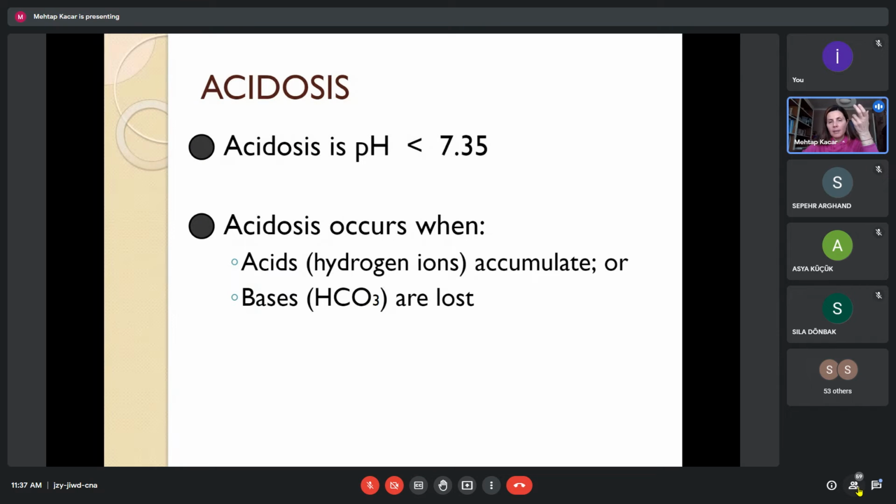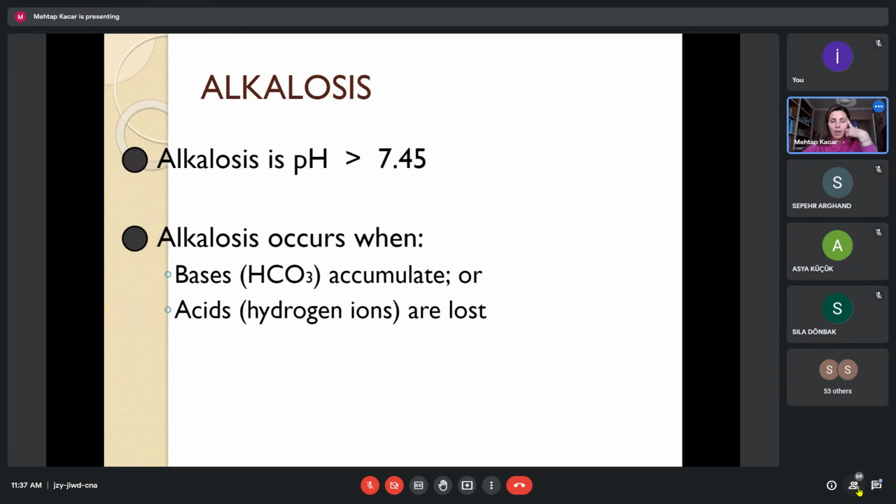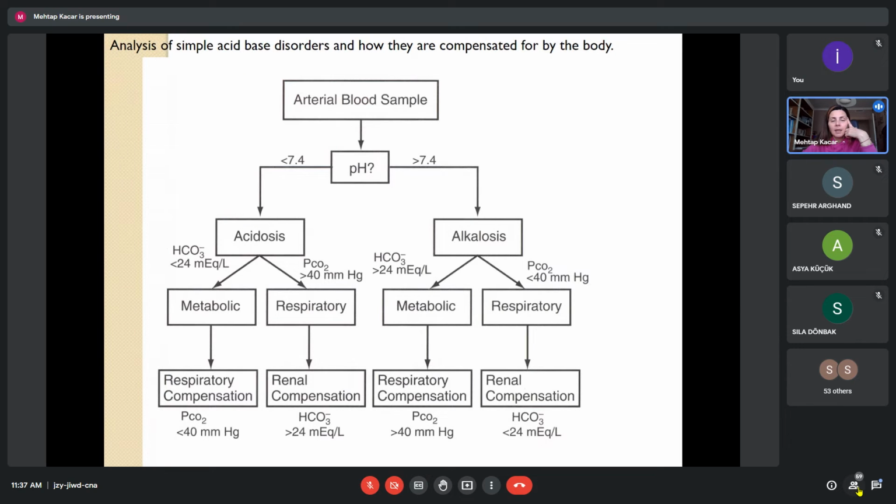Acidosis means increased hydrogen ion concentration, accumulation of hydrogen ions in our body fluids. Alkalosis occurs with bicarbonate accumulation or loss of hydrogen ions. And we can analyze an arterial blood sample, and later we can evaluate pH and the other arterial blood gas parameters, and we can talk about acidosis or alkalosis. And this acidosis sometimes is linked with a metabolic problem, sometimes with a respiratory problem, and this way is the same for alkalosis also.